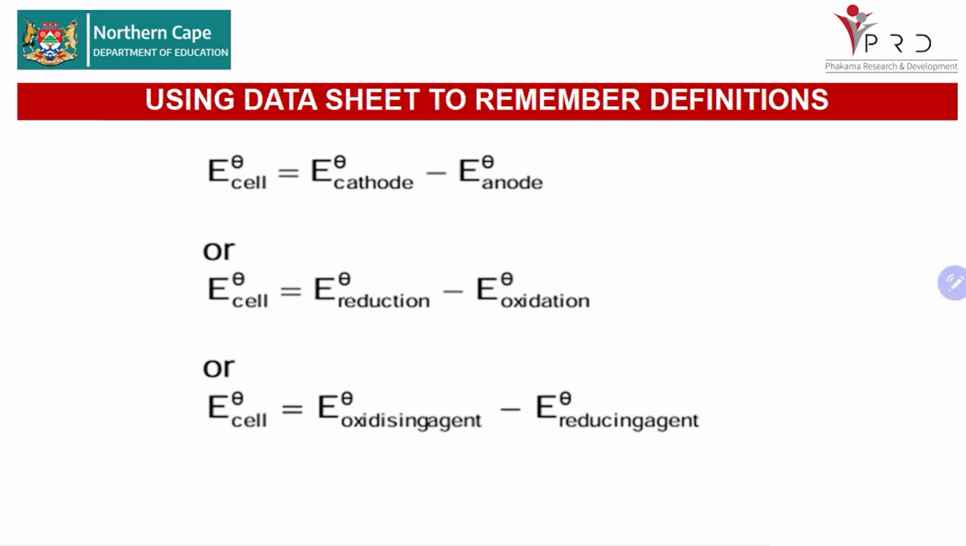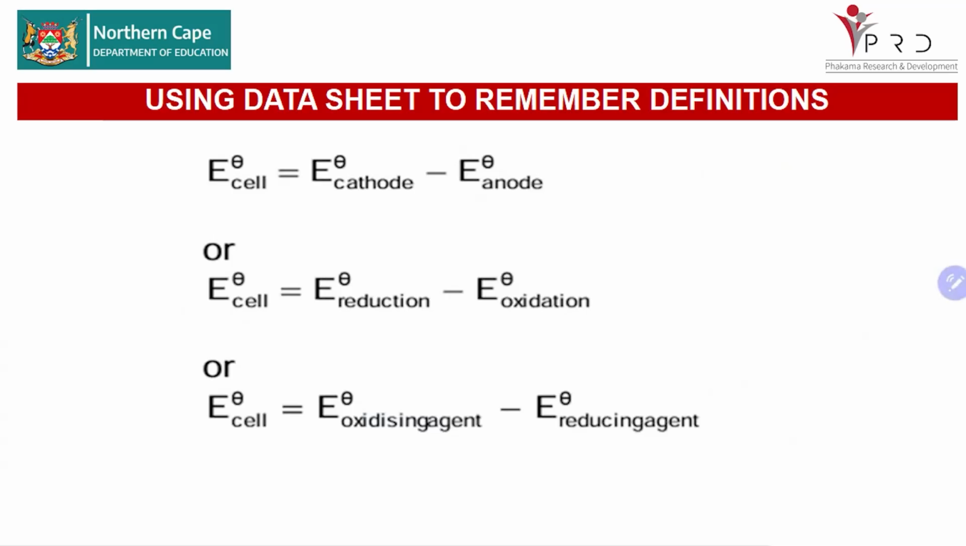So hence we said a cathode is an electrode where reduction occurs. Okay, so you can see already that this data sheet helps you to remember that. For example, if you are asked what an oxidizing agent is, you are able to say an oxidizing agent is a substance that undergoes reduction. If you are asked what a reducing agent is, it's a substance that undergoes oxidation. What is an anode? It is the electrode where oxidation occurs.